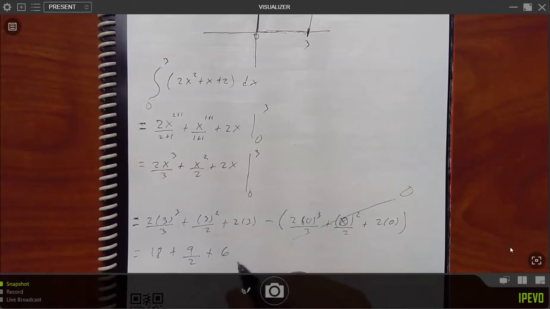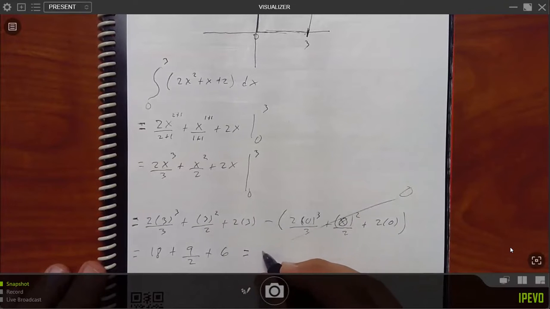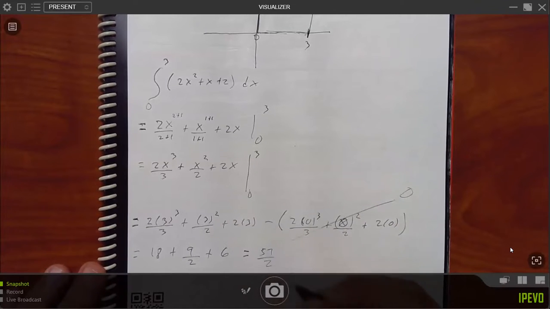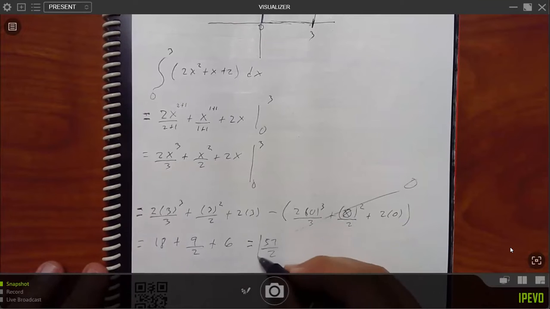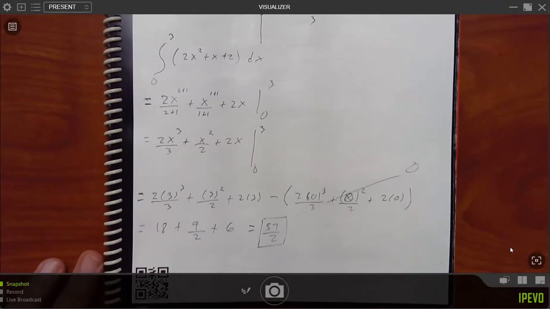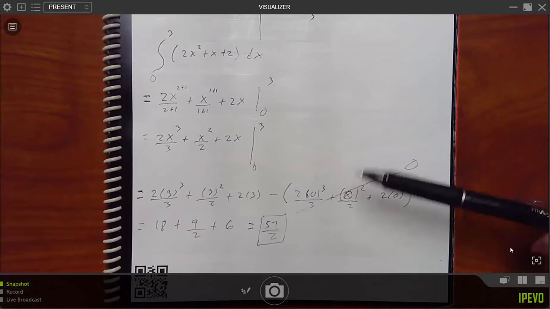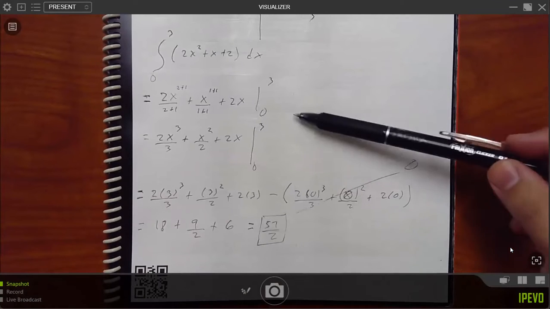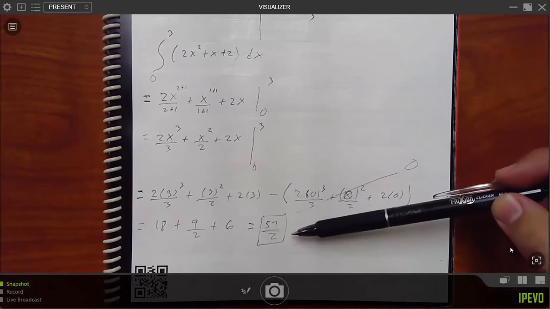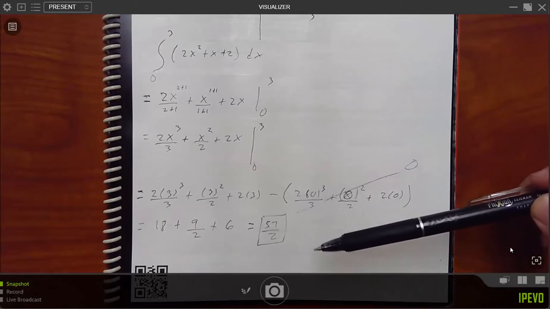Which is about 57 halves. That is the area underneath the parabola, bounded by those other equations. Are there any questions about any of the steps? The setup, integration, or the evaluation part?